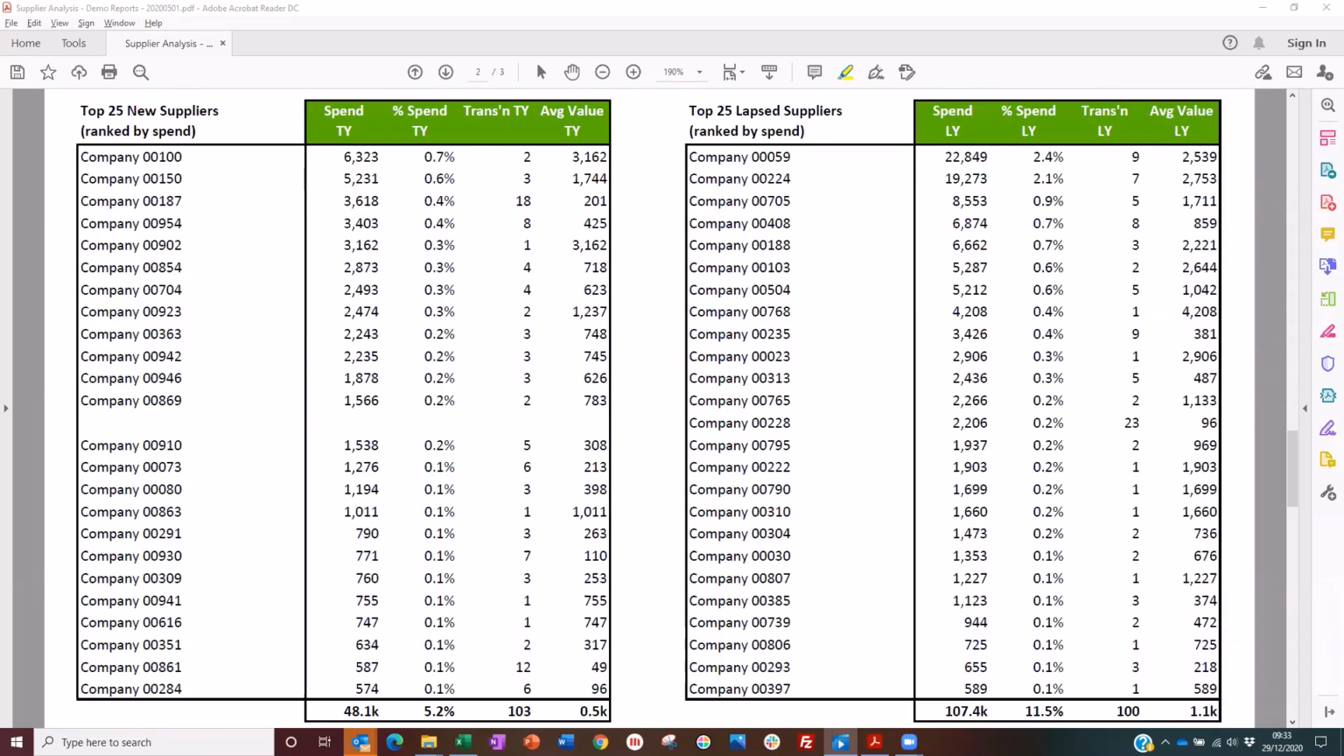At the bottom of page 2, there are then 2 further tables. The first ranks all new suppliers by spend and displays the top 25 ranked by value, with the second ranking all lapsed suppliers by spend in the previous year and displaying the top 25.